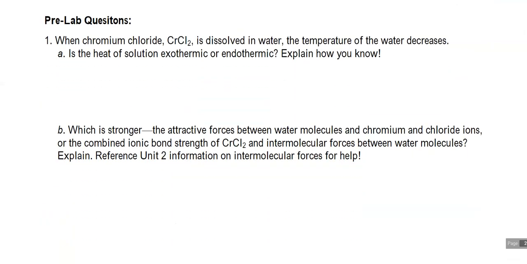All right, so a couple of pre-lab questions. Number one, a lot of this is actually a review from Unit 2. It says when chromium chloride, CrCl2, it's actually chromium(II) chloride, is dissolved in water, the temperature of the water decreases. Is the heat of solution exo- or endothermic? And explain how you know. So let's take a look at how we figure this out here.